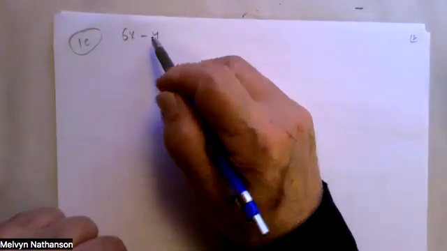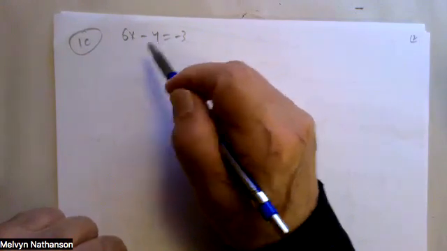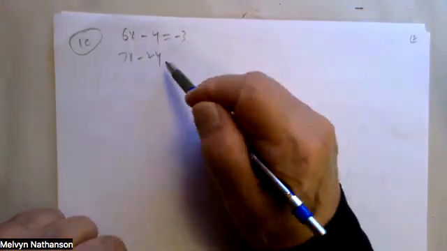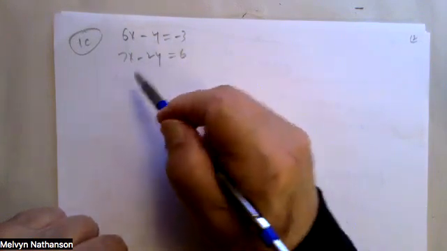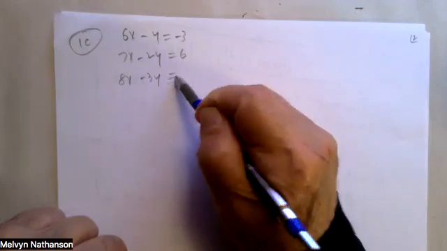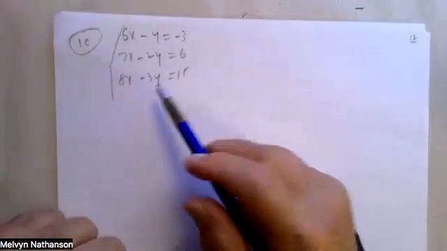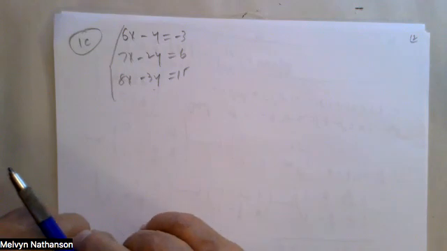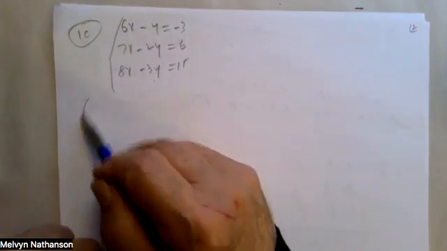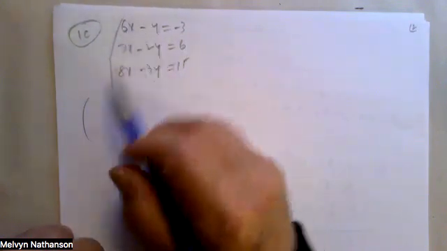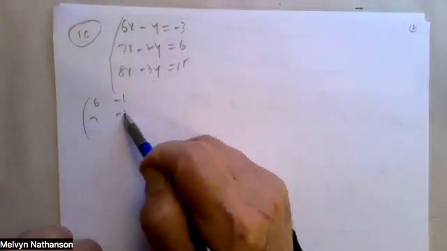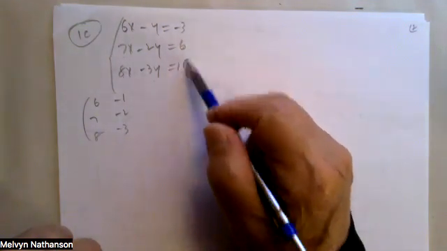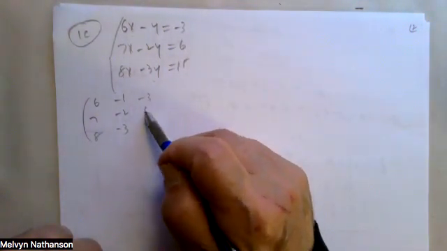Okay. Let's look at 1C. Here we have three equations and two unknowns. 6x minus y equals -3. 7x minus 2y equals 6. 8x minus 3y equals 15. Three equations, two variables. What is the augmented matrix? The coefficient matrix is 6, minus 1, 7, minus 2, 8, minus 3, augmented by the right-hand side, -3, 6, 15.